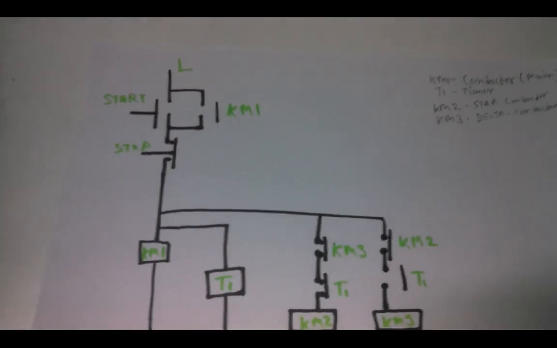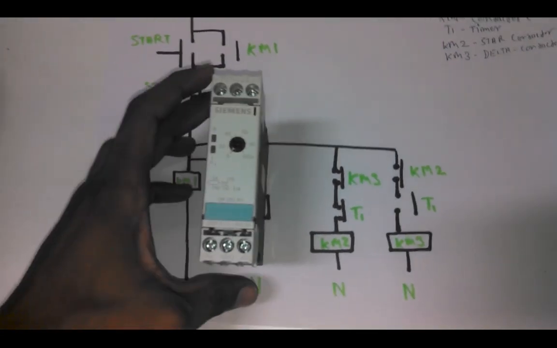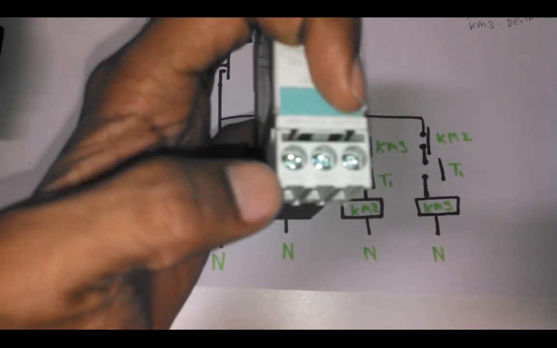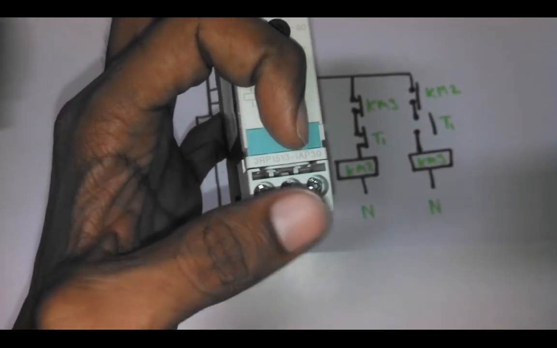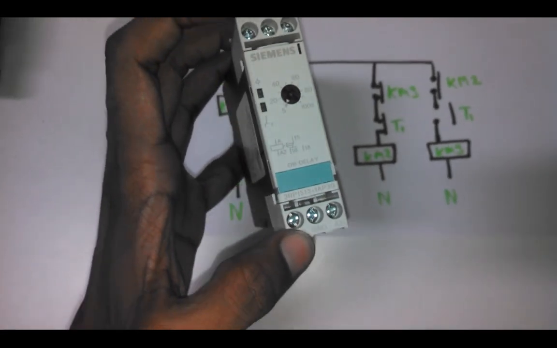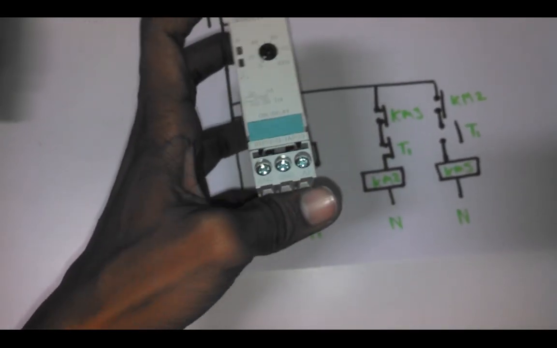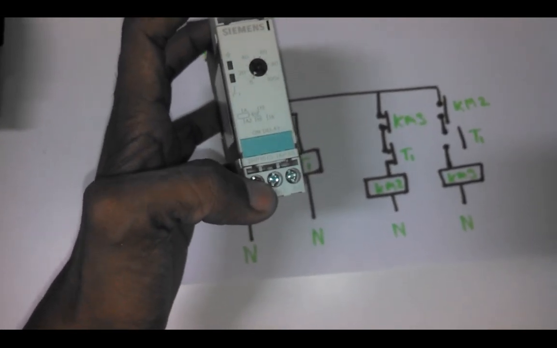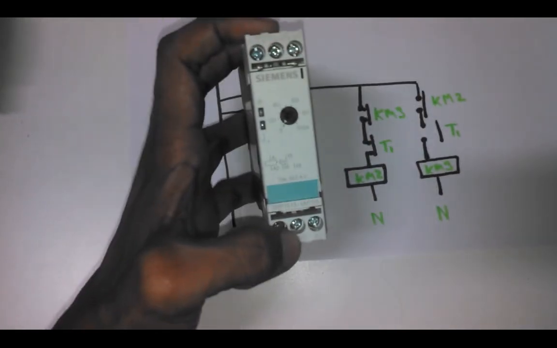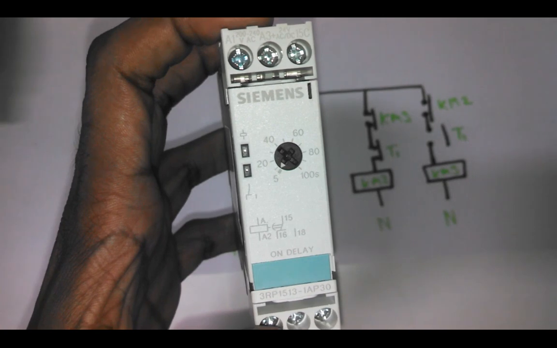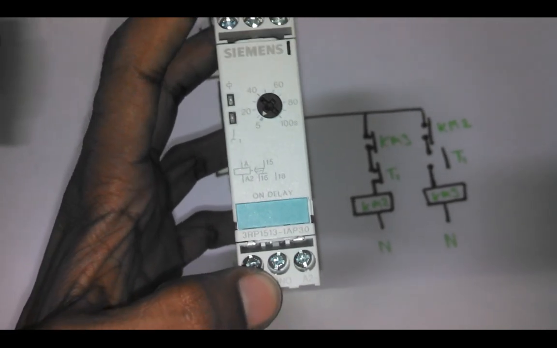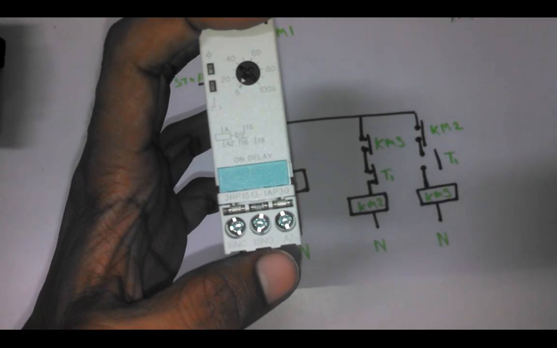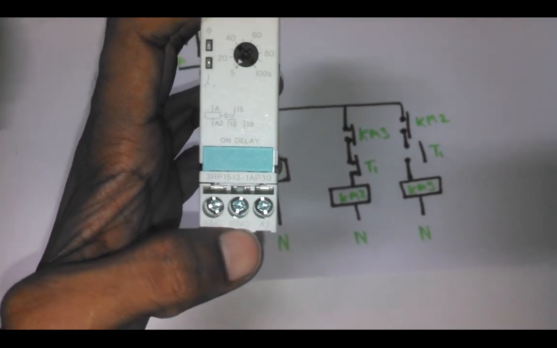So today we have these components for the starter. This will be our timer T1. Here the 16th terminal is the NC terminal of the timer. This terminal will pass the supply when it gets the 230 volts. As this is NC, it is normally closed and will conduct. And when the time value is completed, as right now you can see it is set to 5 seconds, after 5 seconds the supply would come on the 18 terminal.